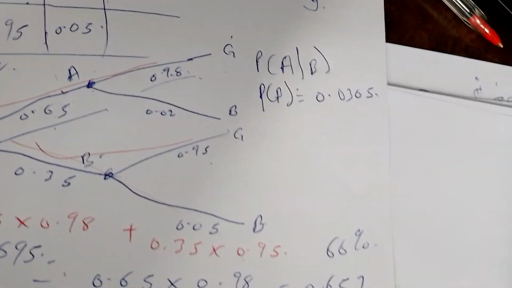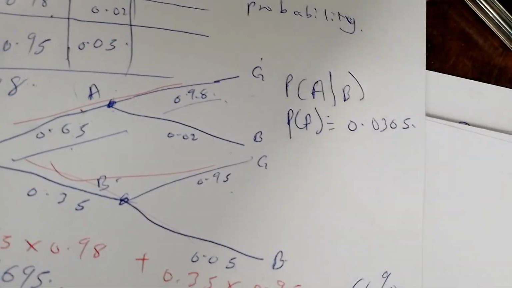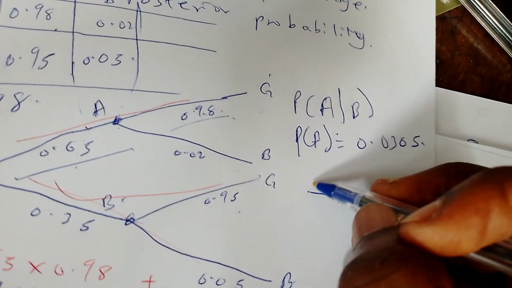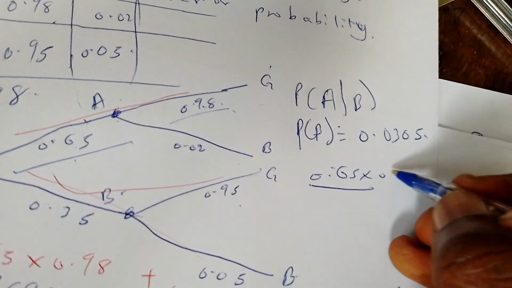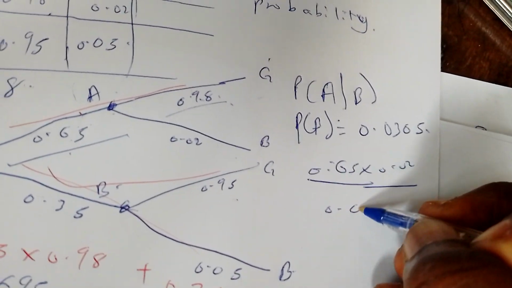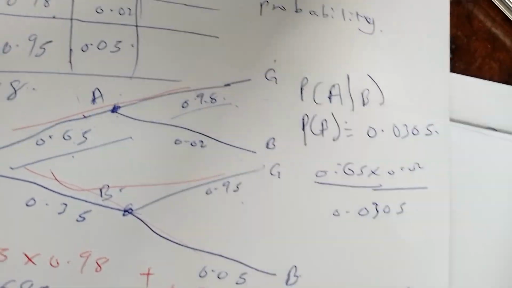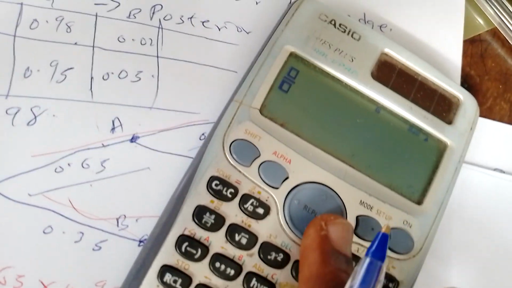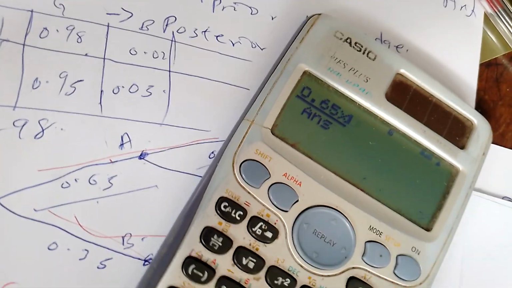Now, what's the probability that it is from A and it's bad? We know that A delivers very high quality goods, so we should be expecting something very low. That will be 0.65 times 0.02 all divided by 0.0305. Then we can just compute the answer: 0.65 times 0.02.